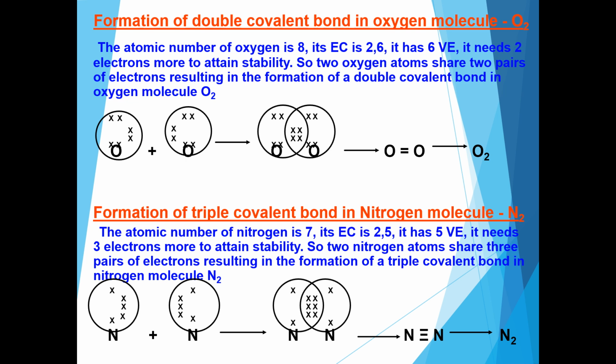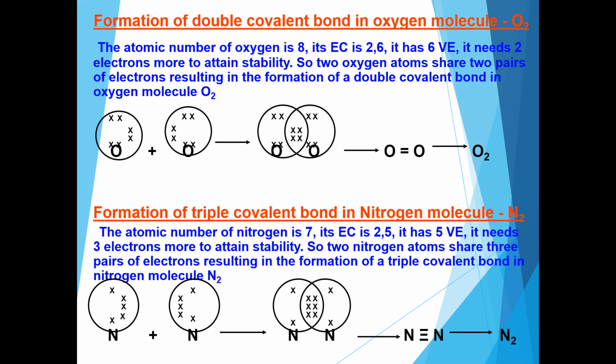As you can see in the picture, now O double bond O, or the O2 molecule, is formed this way. In this structure, you can see the octet of the first oxygen atom with 8 electrons and the octet of the second oxygen atom with 8 electrons is complete.